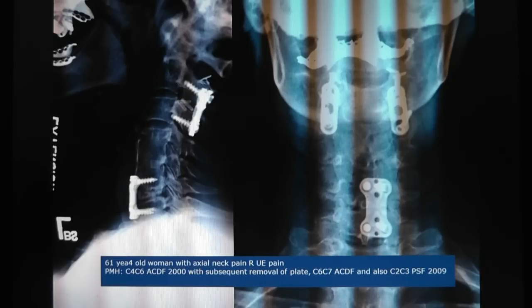Well, if it's axial, then I would think it's maybe facet pain or disc pain, but it also could be stenosis pain. But axial is definitely not radiculopathy-type pain. Does that make sense? Would you agree with that, Doug?